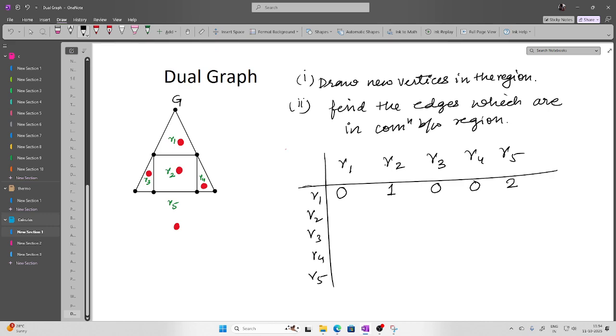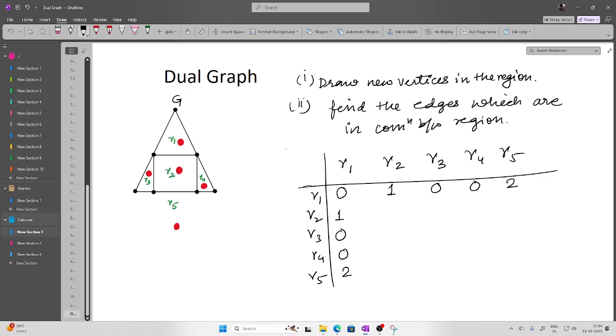That means if R1, R2 is 1, then R2, R1 will be 1. Likewise, R3, R1 is 0, and R1, R4 is 0. So R4, R1 will also be 0. And R1, R5 is 2, so it has to be 2. So basically this matrix is symmetric right now.